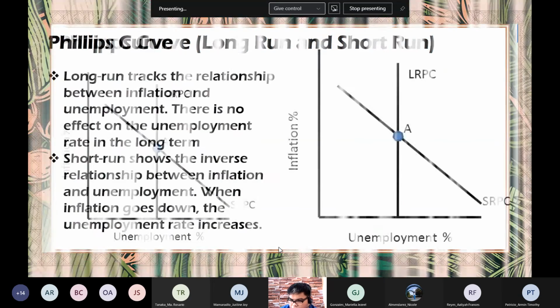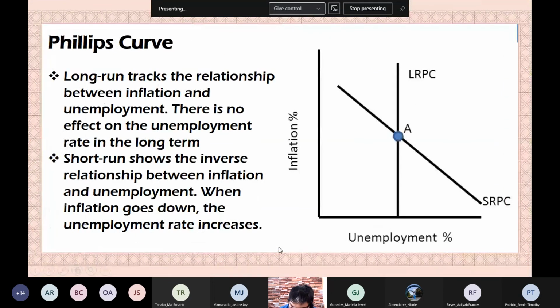Okay, Phillips curve. Kindly read na lang, konti na lang tayo, matatapos na tayo. Kindly read, Ms. Brazal. Phillips curve, long run, tracks the relationship between inflation and unemployment. There is no effect on the unemployment rate in the long term. Stop. So yung pinakita sa book is magkahiwalay yung Phillips curve. Check ko nga. Yeah, magkahiwalay sila. Pero pwede mo siyang pagsamahin.